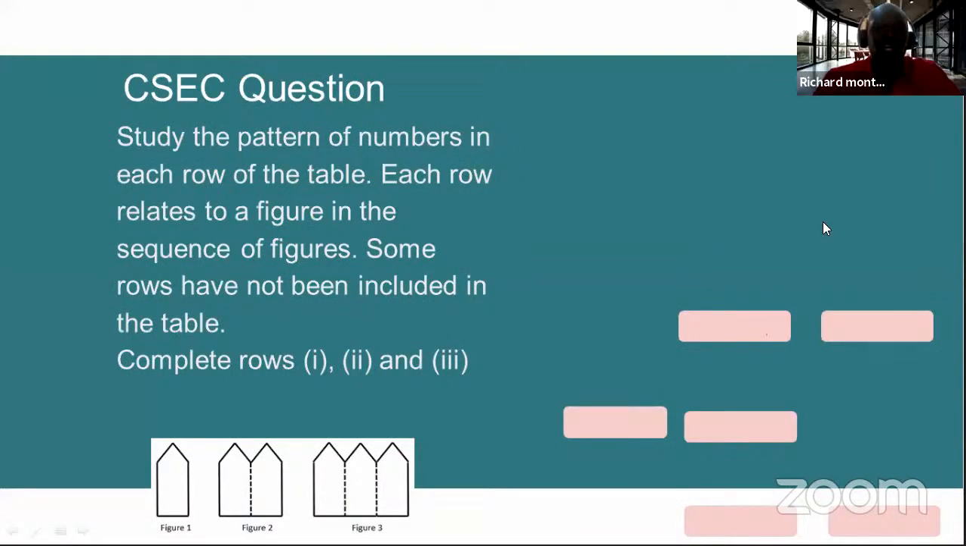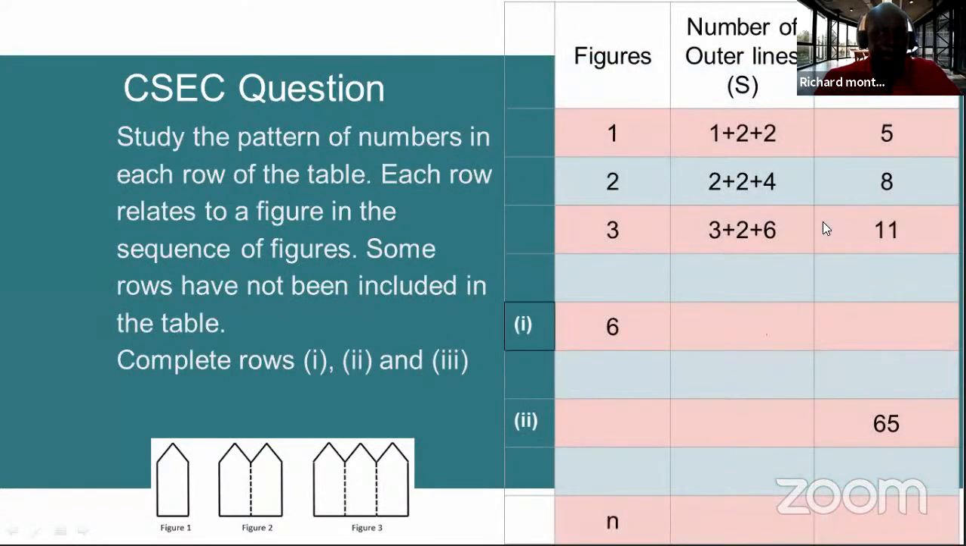All right, now we have another pattern that I want for you to look at, students. It says study the patterns of numbers in each row of the table. Each row relates to a figure in the sequence of figures. Some rows have not been included in the table. So I want for you to complete row 1, 2, and 3. All right, so look closely. Put on your observation cap, your spectacles, your binoculars, whatever my young detective needs. Notice if there's a pattern that you're seeing coming out, and we're going to discuss it in a little while. So go ahead, complete rows 1, 2, and 3.